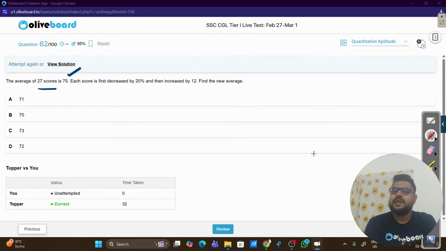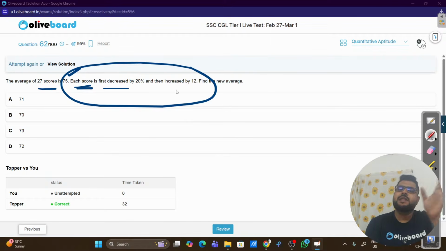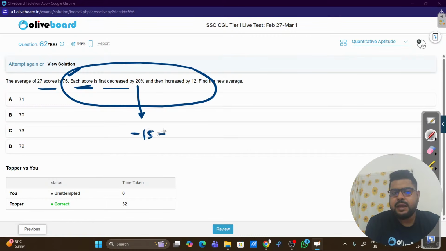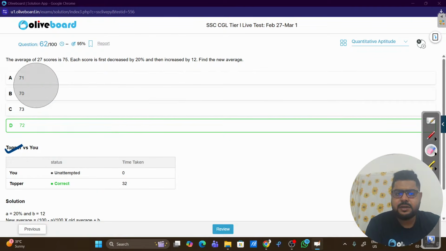27 scored 75 average. First one, sir, anything you do with each score, the same thing happens with the average. So the average is decreased by 20%, 1/5, meaning 15. Increased by 12. So the net result, the average will decrease by 3. 75 minus 3, my answer will be 72. Again, you see, you don't need much. Moving on, sir.